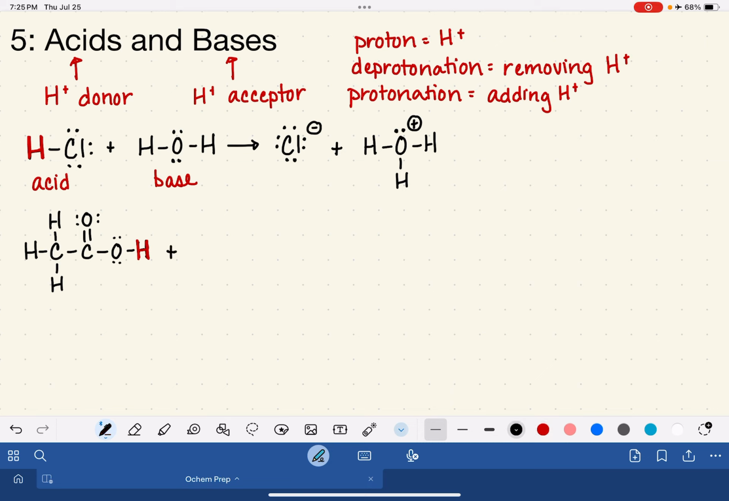Let's react this acetic acid, this is our acid, with the ionic compound NaOH. Now before we predict the products of this reaction, let's talk a little bit about NaOH. NaOH is an ionic compound, as I said. It's made up of the sodium cation and the hydroxide polyatomic ion.